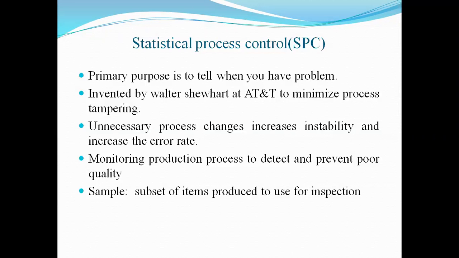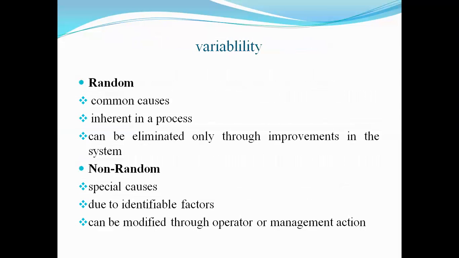Now, in statistical process control, we continuously talk about the sample. What is the sample? A sample is a subset of items produced, used for inspection. For example, if you have a lot of 1,000 pieces and you pick only 5 items from the 1,000 items, then 5 is said to be the sample. These samples are used for the inspection process. The basic idea of SPC is to minimize process tampering as well as process changes, because process changes lead to instability and error, and the error rate will continuously increase.